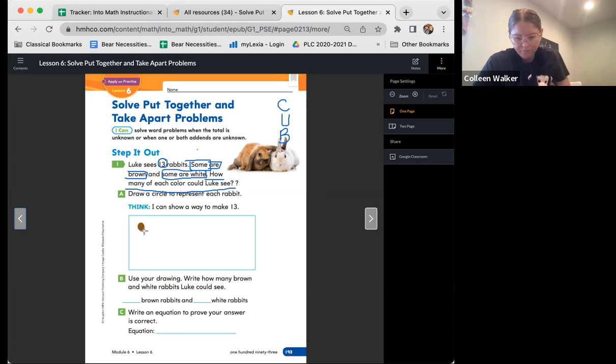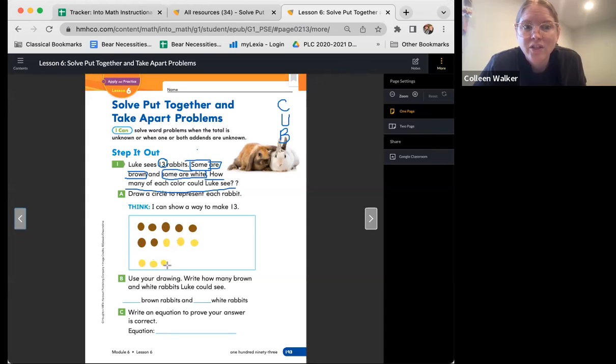1, 2, 3, 4, 5, 6, 7. Okay, let's switch to white now. I don't think white will show up, so I'm going to do yellow instead. This yellow will represent our white. So we're on 7. What comes after 7? 8, 9, 10, 11, 12, 13.